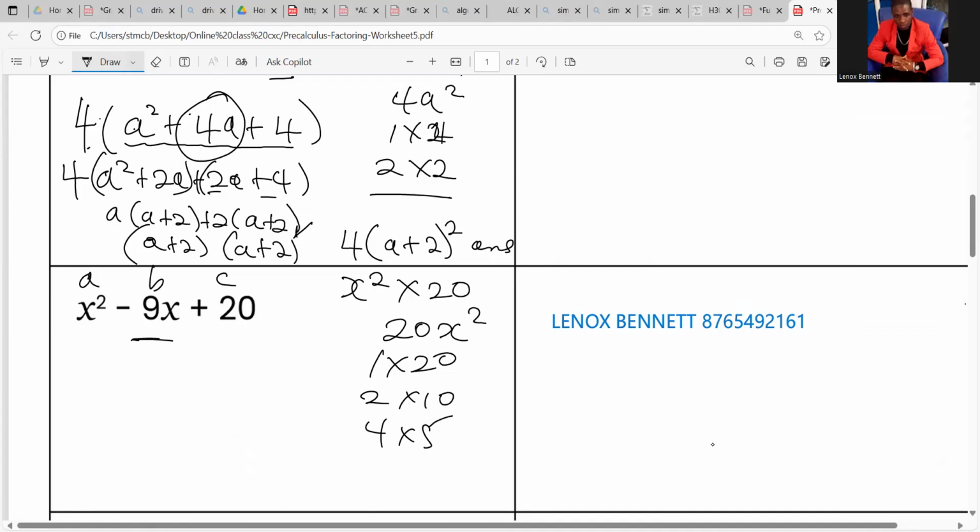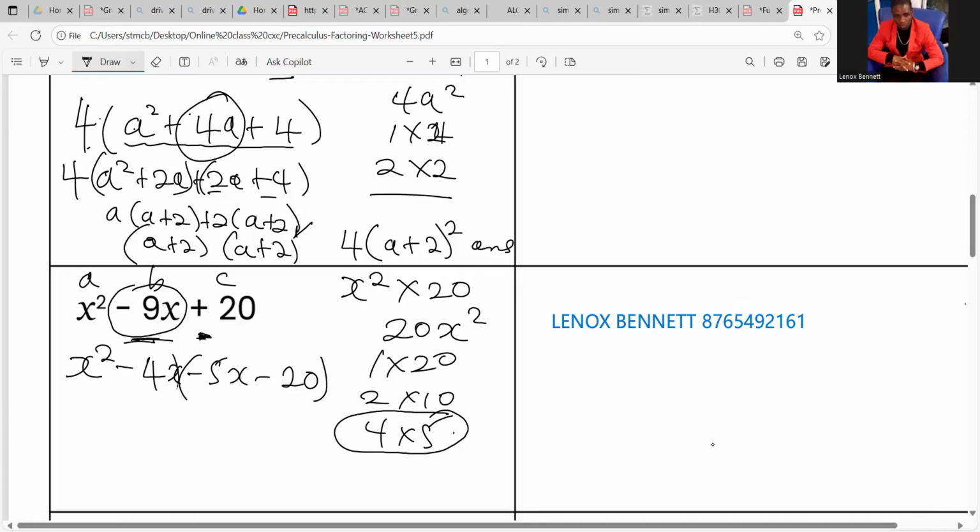This one is a little bit tricky because in the middle we have minus and this is a plus. So it means when you multiply them, we're supposed to get positive, right? Only two negatives can multiply to give you positive, apart from two positives. So it's either two positive or two negative numbers. However, we can establish that it's two negative because when we add them, we're supposed to get negative 9x. So both should be negative, and of course, it's 4 and 5. So it's x² minus 4x minus 5x plus 20.